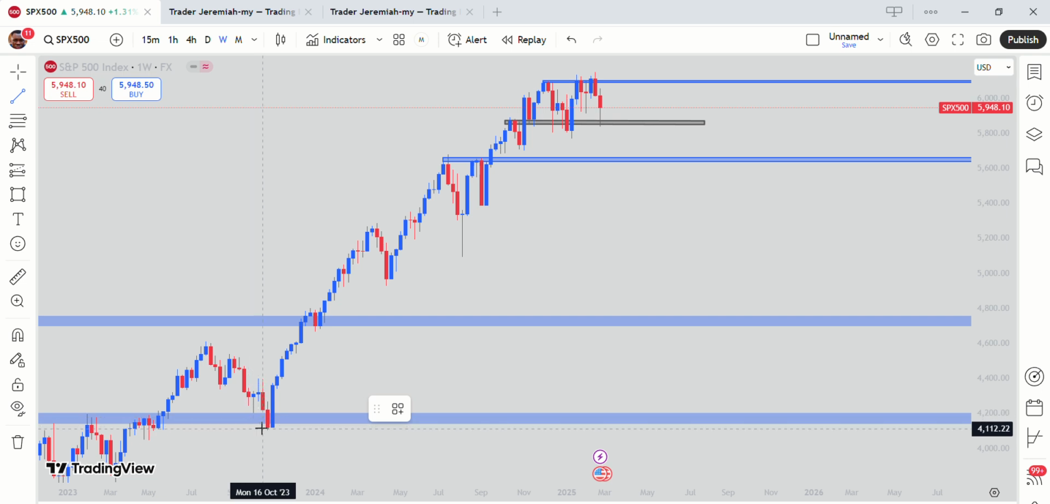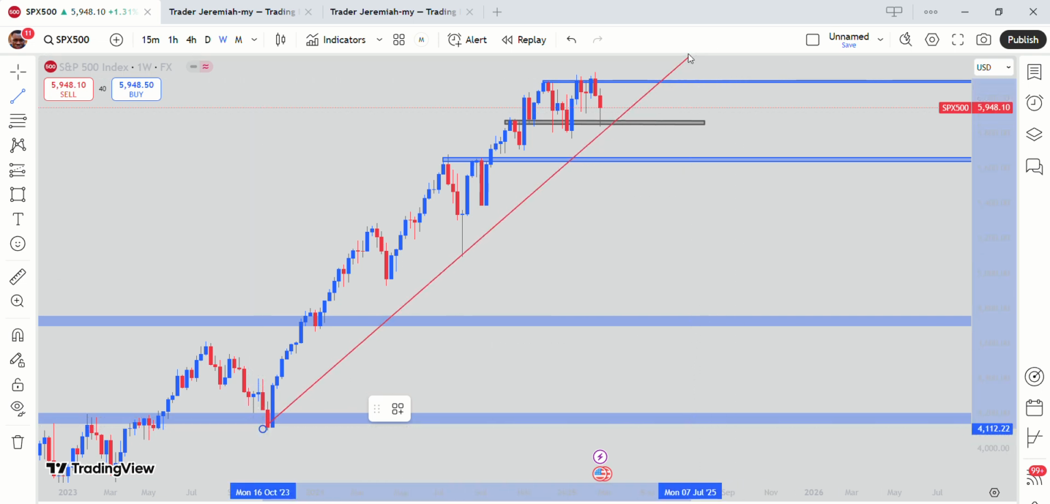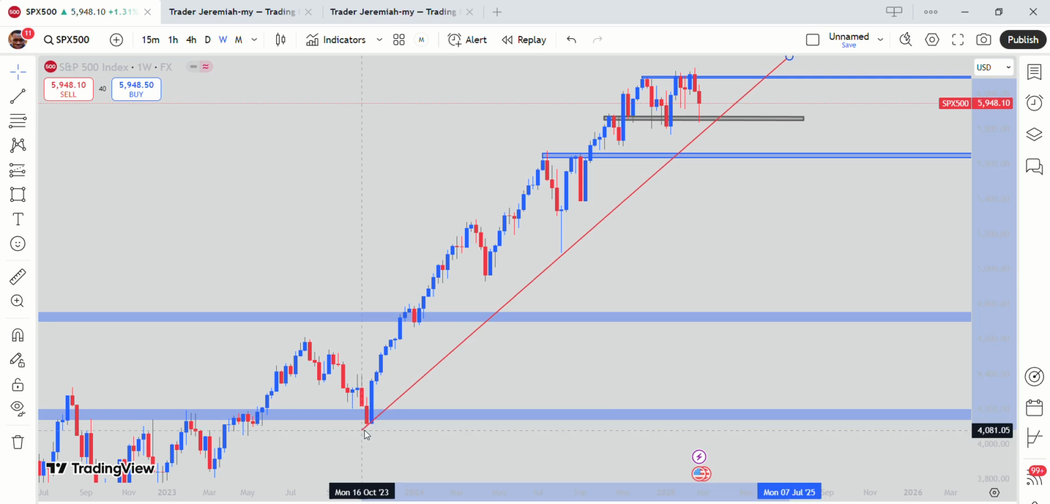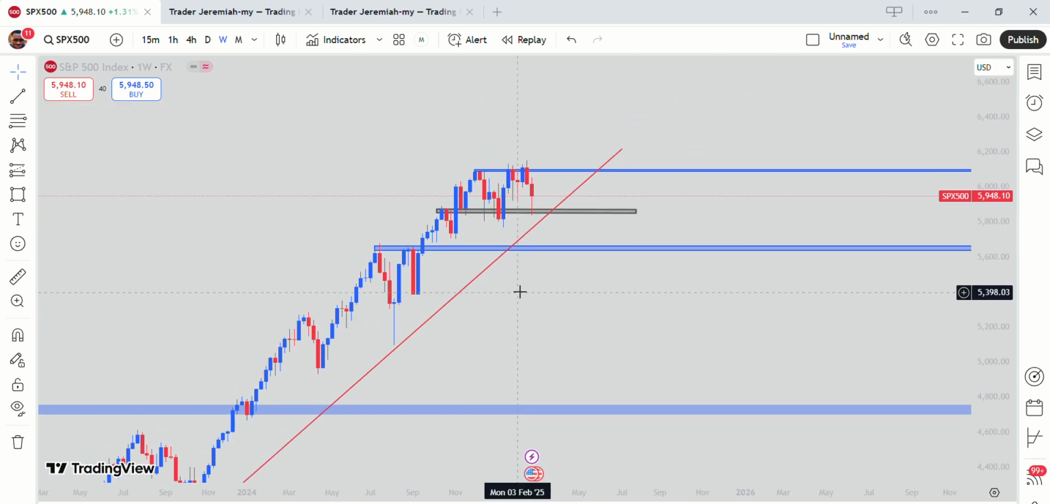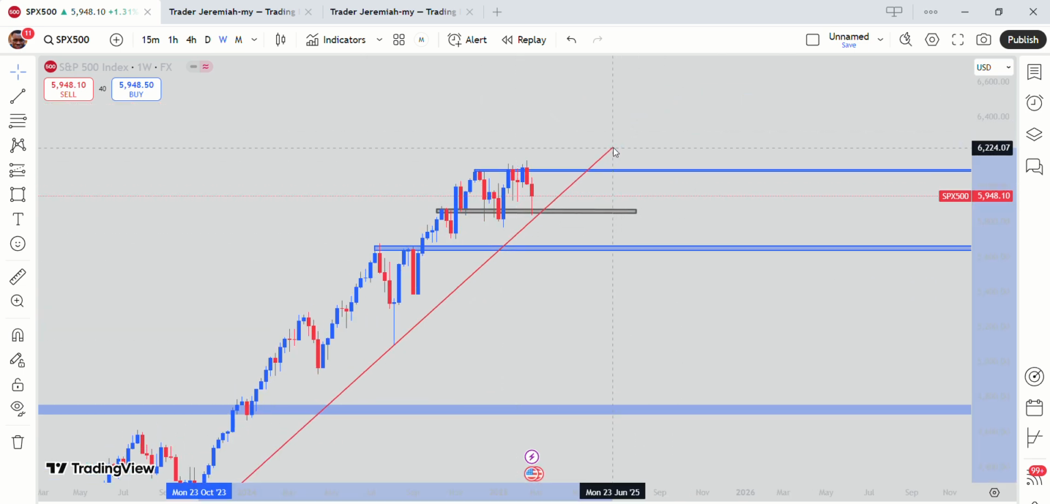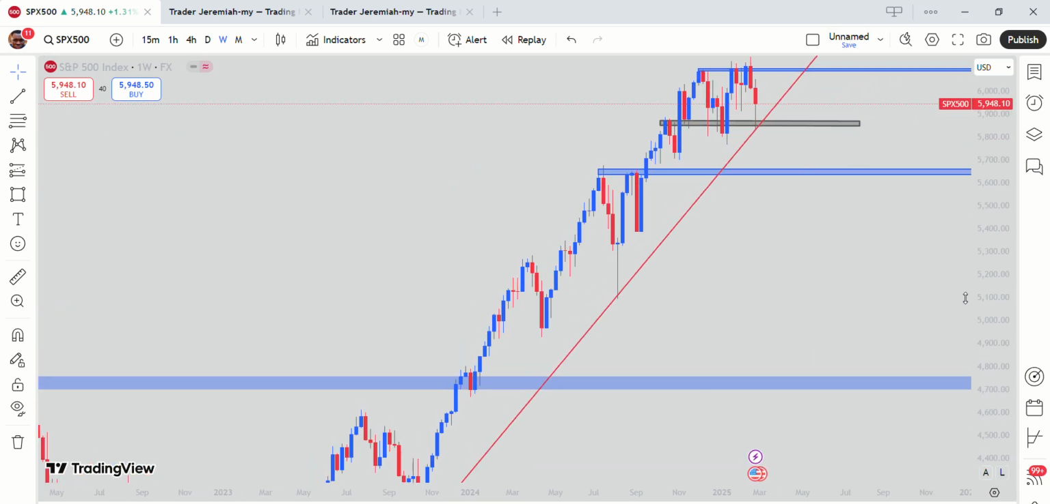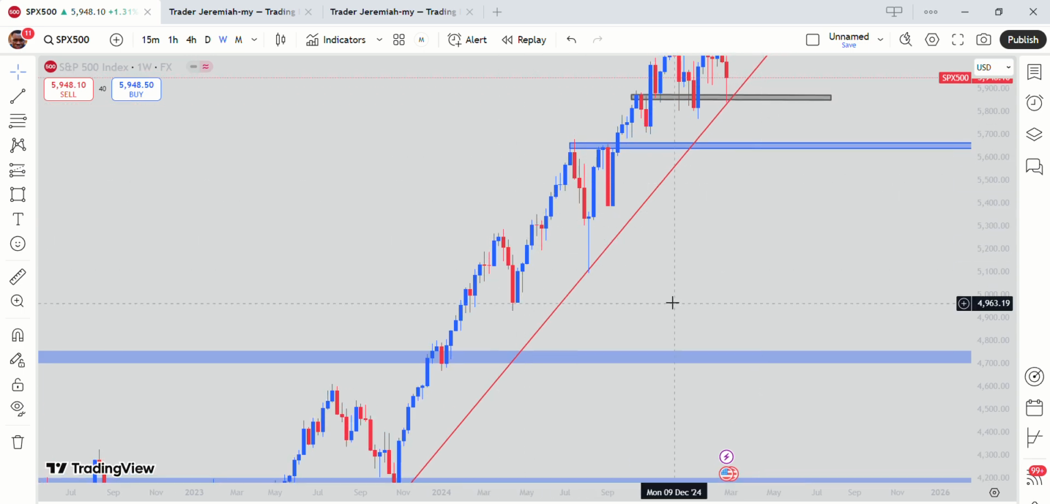So the trend line is going to be a guide on how the market is moving. So as long as price is trading above this trend line in an uptrend, the trend is still bullish, and as long as price is trading below it in a downtrend, then the trend is still bearish. So as you can see, price is respecting this trend line.